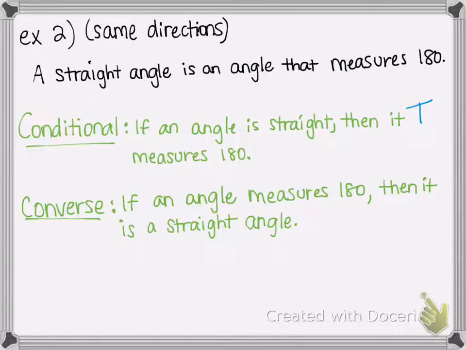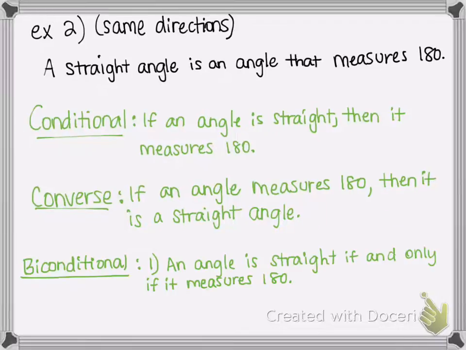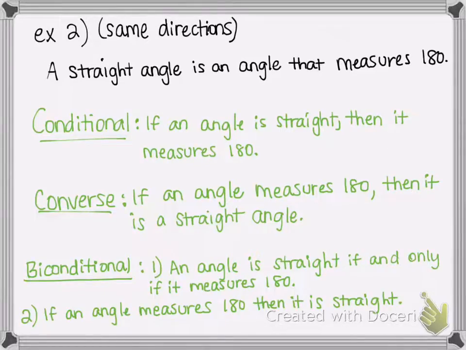Okay, converse, if an angle measures 180, then it is a straight angle. Yes, we may call it something different sometimes, but still by the definition of measuring 180, it has to give you that straight angle. So whenever you write a biconditional, again, there's two ways. An angle is straight if and only if it measures 180. And two, if an angle measures 180, then it is straight.